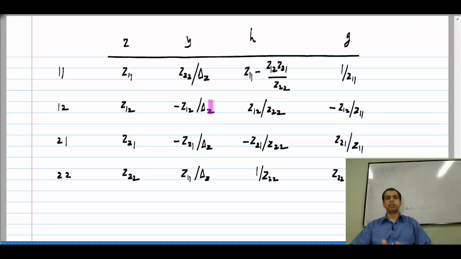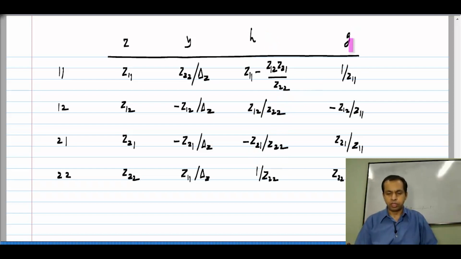Now, it is not that a circuit is reciprocal in z parameters, but not in y parameters or other parameters. Similarly, these are the expressions for h parameters. Now, I will look at only h12 and h21. h12 is z12 by z22 and h21 is minus z21 by z22. So, clearly, if z12 happens to be equal to z21, then h12 will be minus h21. So, that is the reciprocity condition in terms of h parameters.